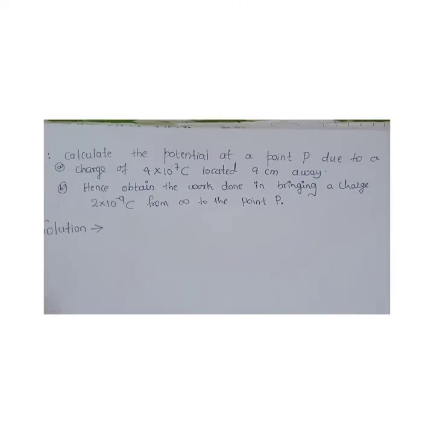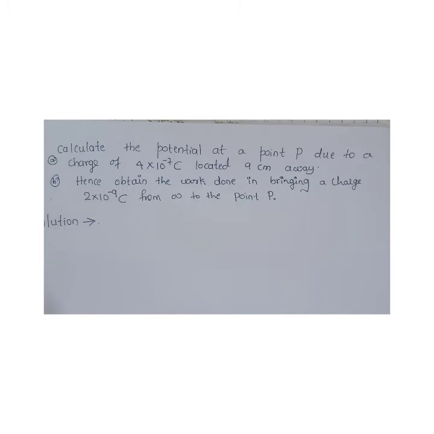So the question, which I have written here, is: calculate the potential at a point P due to a charge 4 into 10 raised to minus 7 coulomb located 9 centimeter away. Hence obtain the work done in bringing a charge 2 into 10 raised to minus 9 coulomb from infinity to the point P.